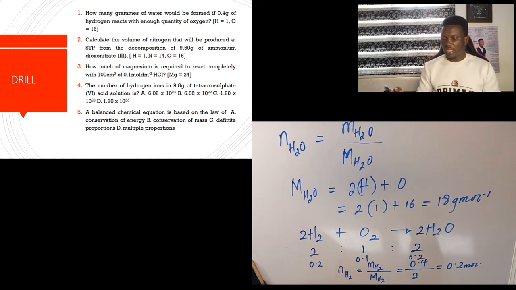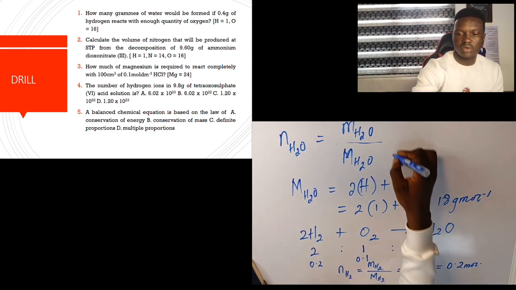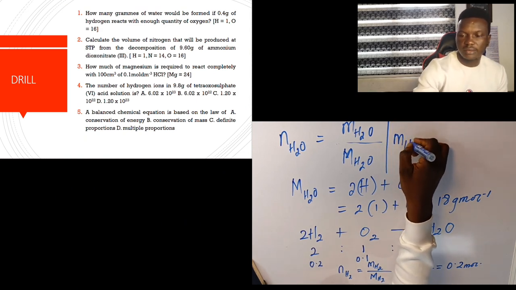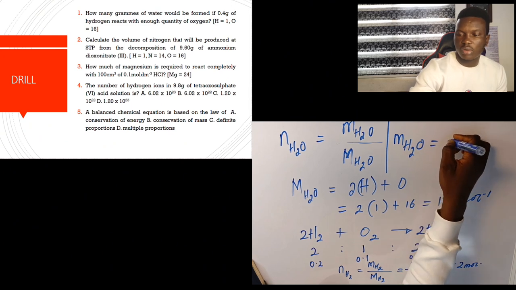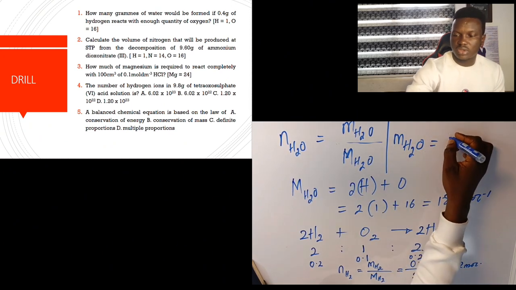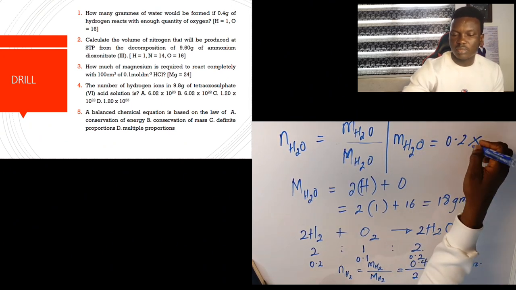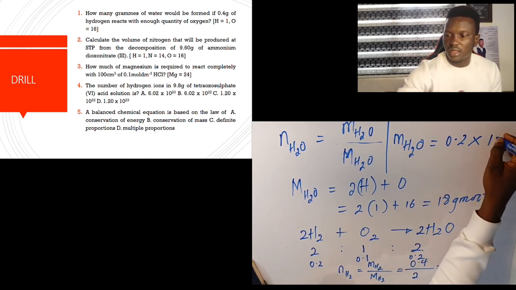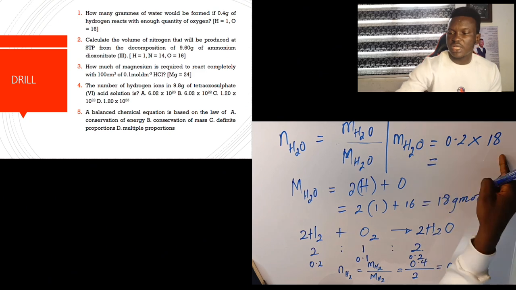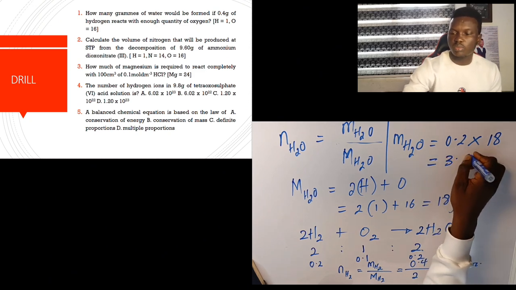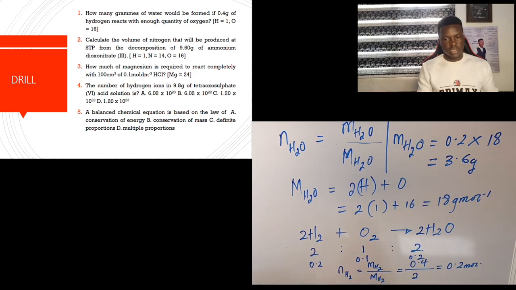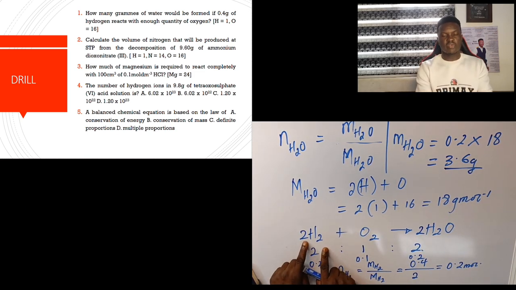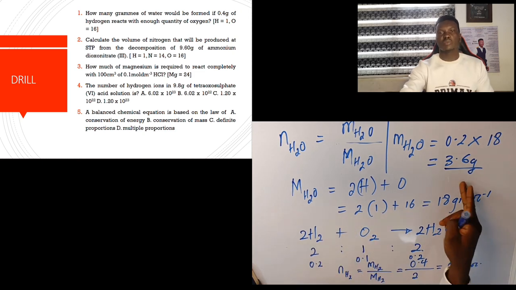So now, can we calculate the mass of water now? So from here, mass of water is going to be equal to the number of mole of water, which is 0.2, times the molar mass, that is 18. So 2 times 18, that's 36. So the answer should be 3.6 grams. So the mass of water produced from reacting 2 moles of hydrogen and 1 mole of oxygen is 3.6 grams.